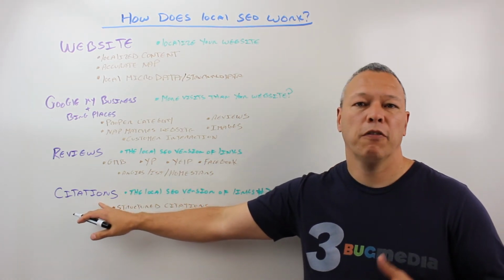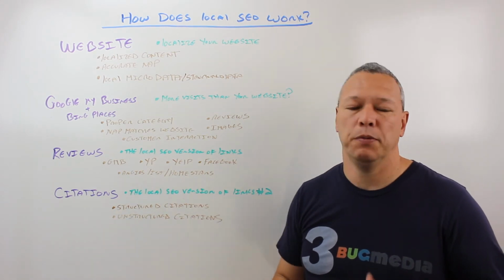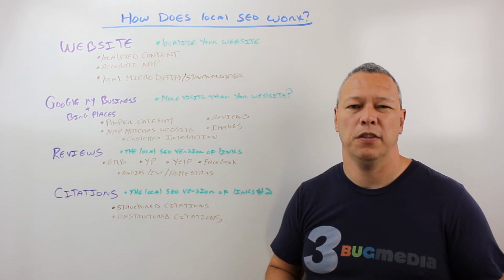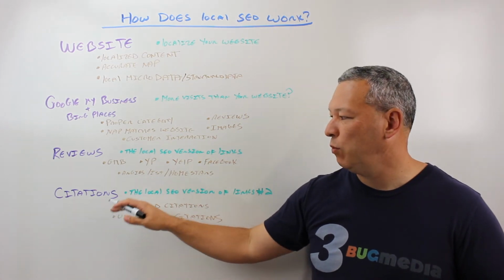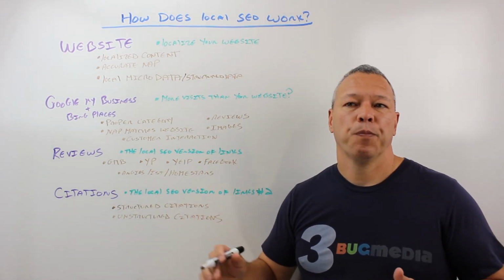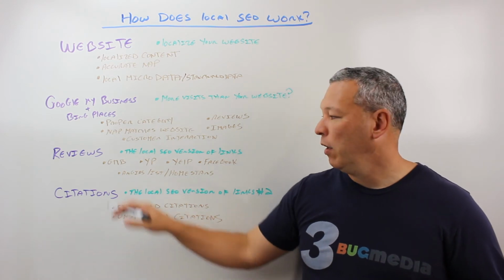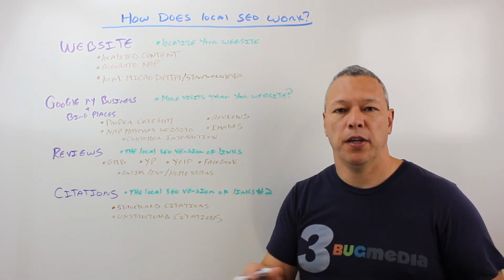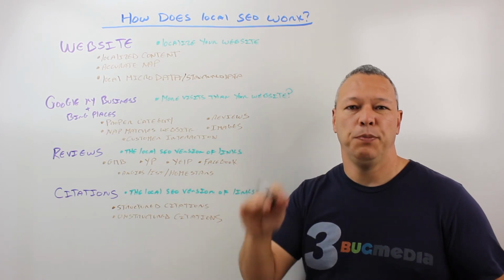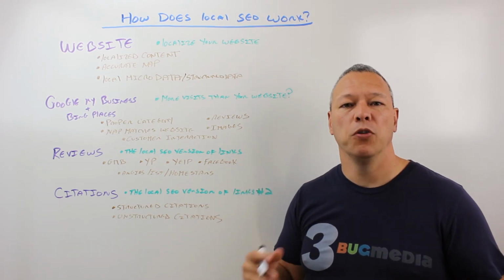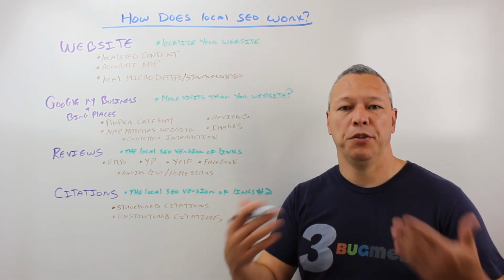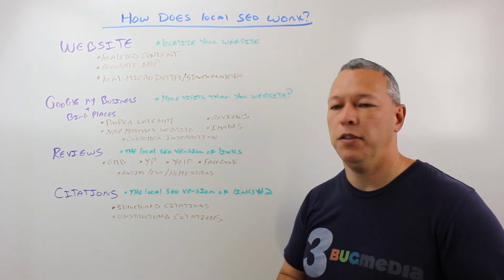And so now they look for citations. They look for two types of citations: structured citations and unstructured citations. Structured citations would be like your Yelp listing or Yellow Pages listing, where you're entering your name, address, phone number, website, stuff like that, and it's being displayed in a structured way. Most of the time, those are ones where you can proactively go out and sign up and add your business to that listing page.